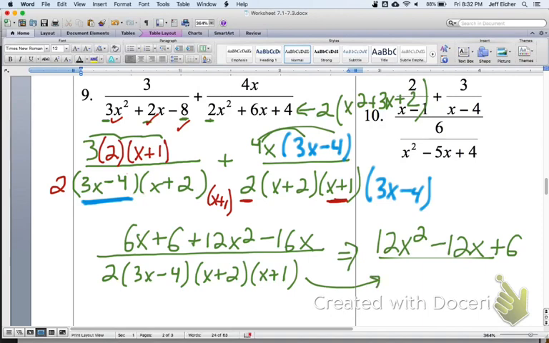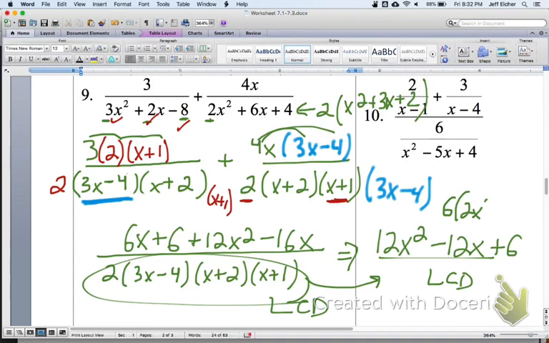Just write that over there. Lowest common denominator, which is all of this. I'm kind of interested. I noticed that we have a 12, 12, 6, so I'd like to take a 6 out and see what happens. We'd have a 2x squared minus 2x plus 1 if we took that greatest common factor out.